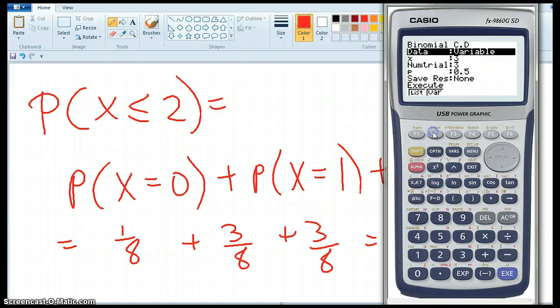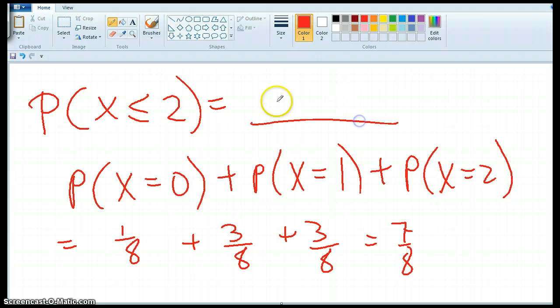So you could have done it like that, or you could go distribution, binomial cumulative distribution, and go less than or equal to 2, and you've got it. Okay, so the cumulative distribution button is always looking between 0 and wherever the x is. It's always looking between and including there and there. Okay, makes sense?